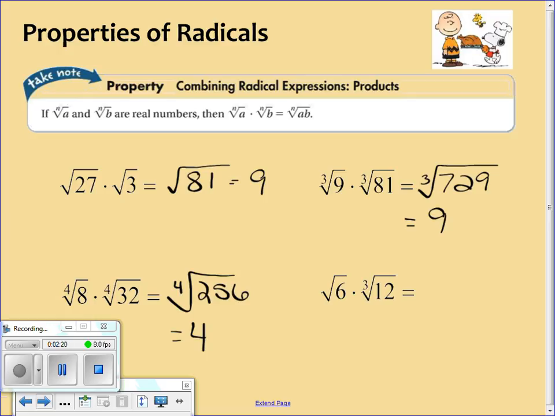All right, what about radical 6 times the cubed root of 12? I can't do anything with that. They're not the same. I cannot put those together. Okay? All right, so in the very basics of all of this, they have to be the same root in order to actually put them together. Like that last one, one's a square root, one's a cubed root. I can't do anything with that.